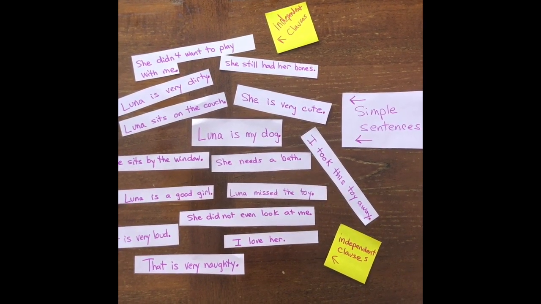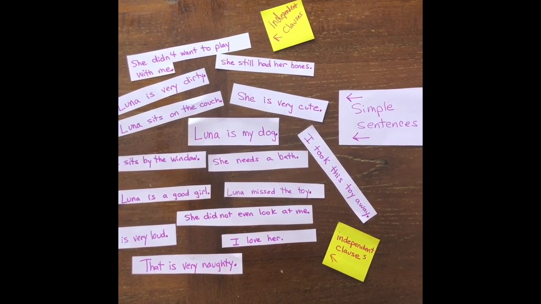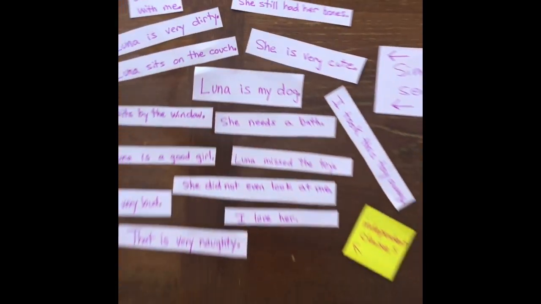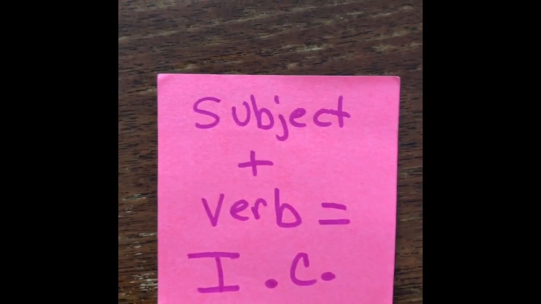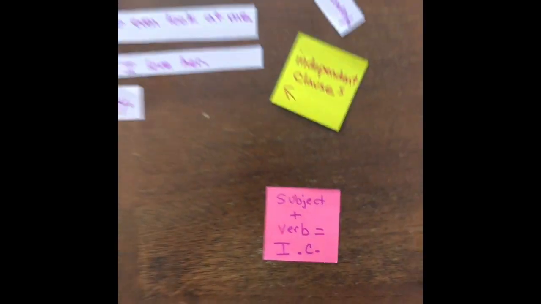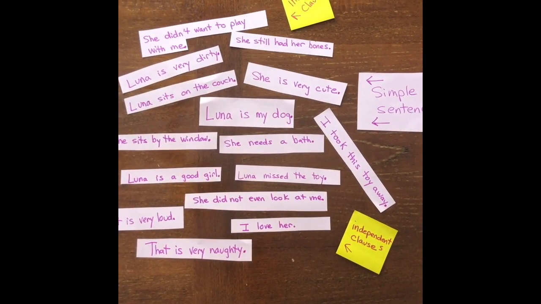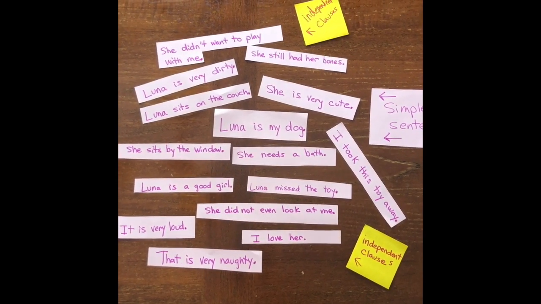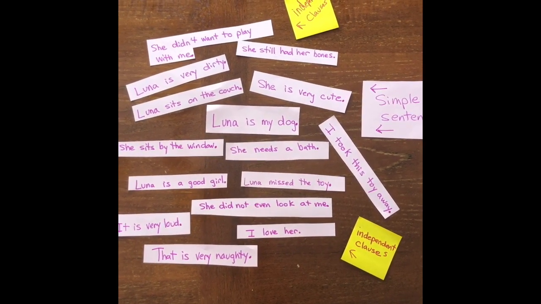Let's first look at what a simple sentence is, otherwise known as an independent clause. So here's our first one. Luna is my dog. That is a simple sentence and an independent clause. An independent clause is when you have a subject plus a verb. Very simple. Okay, so these are all simple sentences. She still had her bones. She needs a bath. Luna missed the toy. All of these are simple sentences. We are going to combine these and make compound sentences.